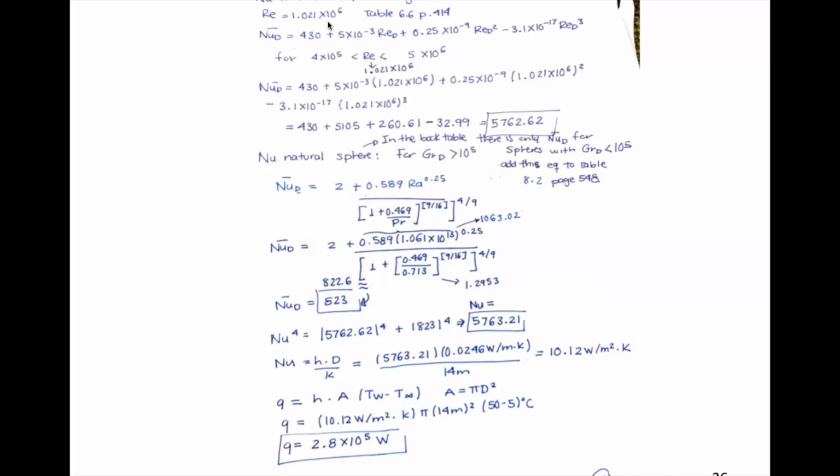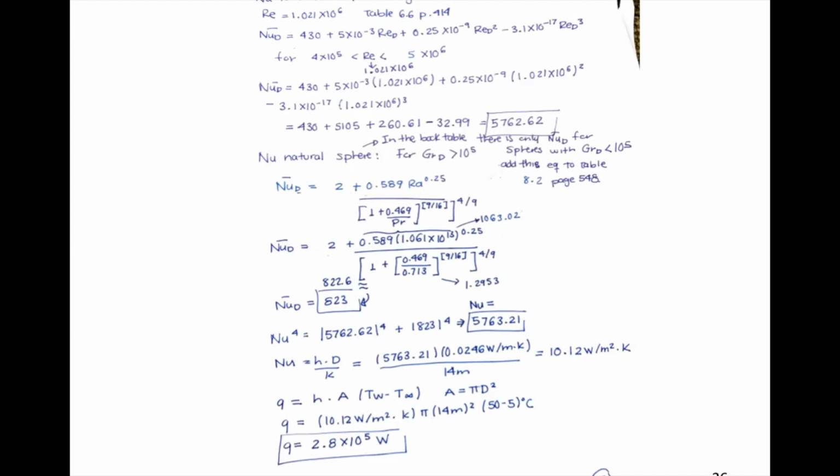So I'm going to use this equation from table 6.6, external forced convection. All I need for using this equation is the Reynolds. As you can see, Reynolds here, and Reynolds here. So I just put the Reynolds in my Nusselt correlation, and I get a Nusselt of 5762.62 for forced convection. I have the Nusselt forced.